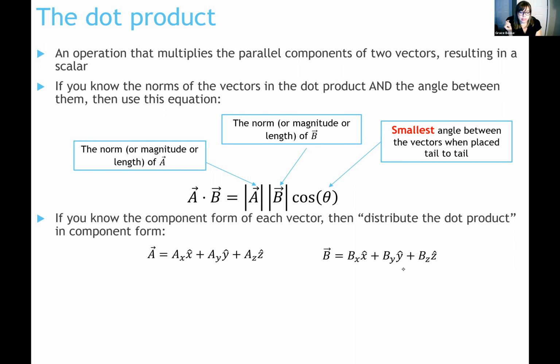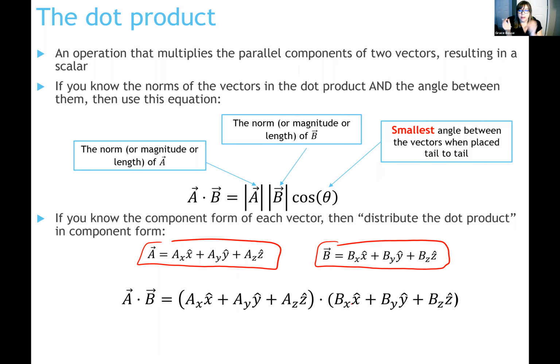So let's say in this case I have vectors A and B, written in component form. Vector A has some scalar times x hat plus a scalar times y hat plus a scalar times z hat. B is also written in component form. I don't honestly know what these vectors look like, but I can still find their dot product. At this point, we do something I call distributing the dot product.